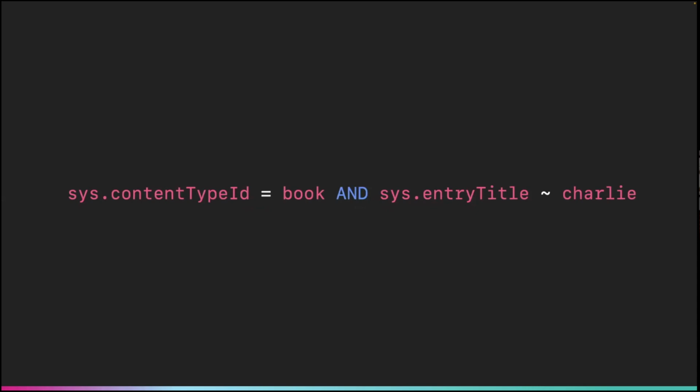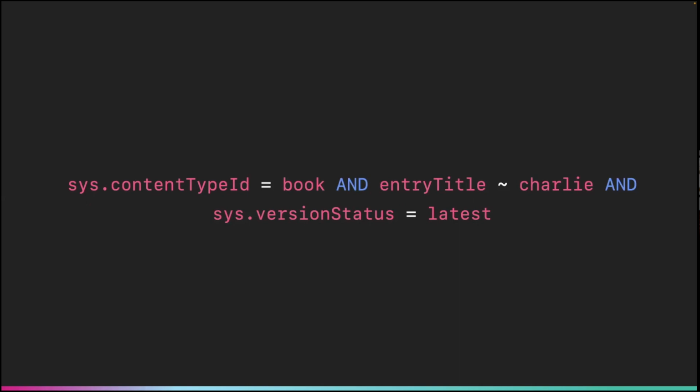But you could extend that query and combine it with another value. So find me all books, and where the entry title, and this little tilde means contains the word Charlie. So find me all books with a title with the word Charlie inside it.